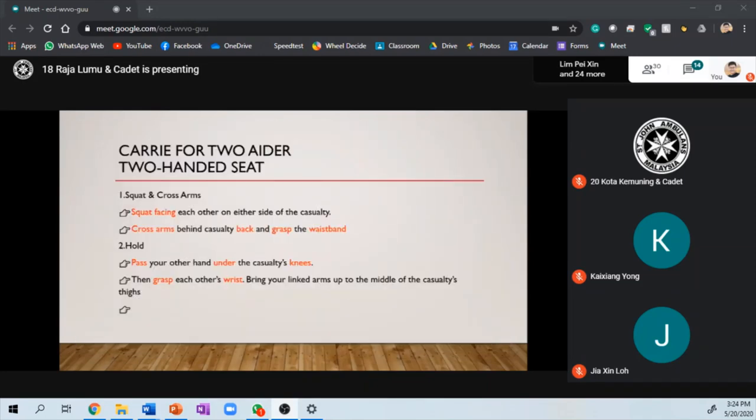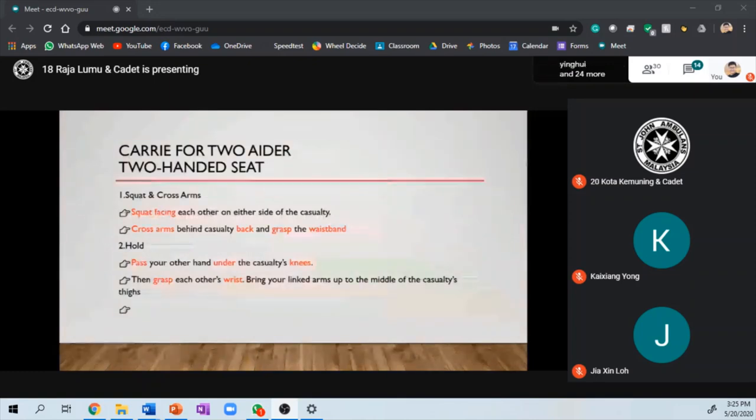Carry for two. Two-handed seat. This needs two first aiders to do it, so it is called carry for two first aiders. First step is squat facing each other on either side of the casualty. After that, cross arms behind the casualty's back and grab the waistband. Second step is hold. Pass your other hand under the casualty's knees, then grab each other's wrists. Bring the casualty up to the middle of the thigh.